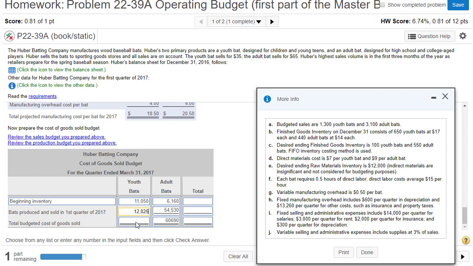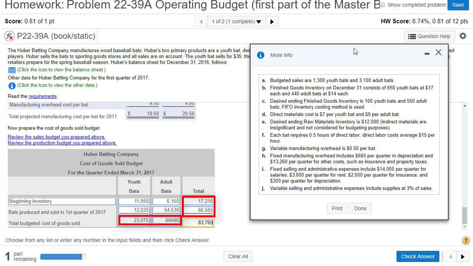Okay, and then to get this total, we just add these two up. We're going to get 23,075. To get this total, I'm going to add these two up, and I'm going to get 17,210. And to get this total, I'm going to add these two up, and I get 66,555. And to get this total, I add these two up for 83,765. And I should also double check, add these two up, and they should also give me 83,765.